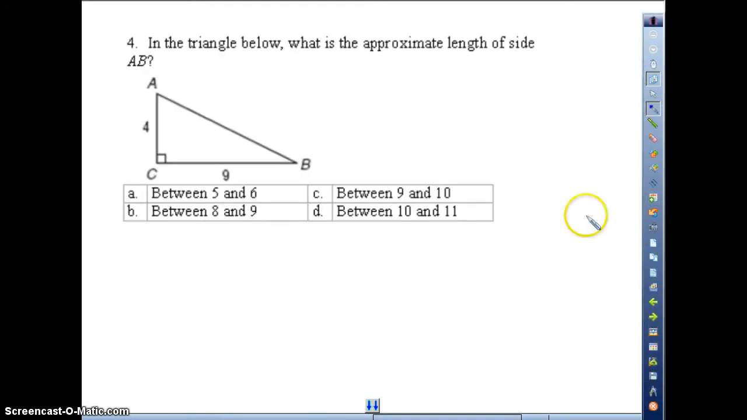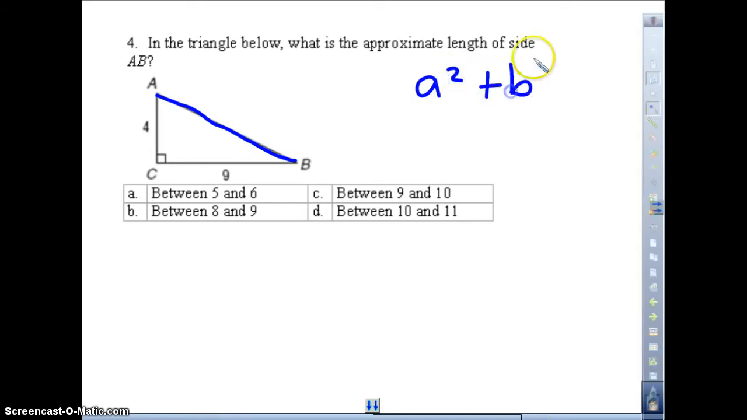Number 4, in the triangle below, what's the approximate length of side AB? I have a right triangle, so if I have a right triangle, I know Pythagorean theorem applies. A squared plus B squared equals C squared. The most important side to label correctly when using Pythagorean theorem is side C. It's always your longest side, called the hypotenuse. It's always opposite your 90-degree angle, so that's your C.